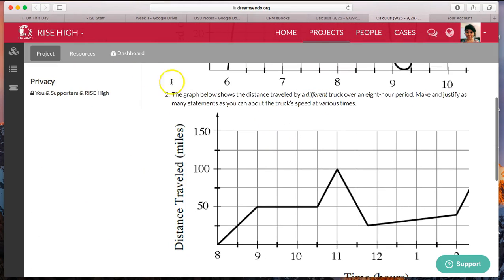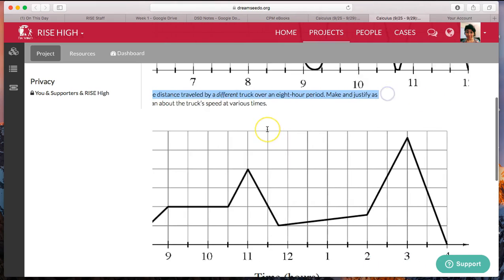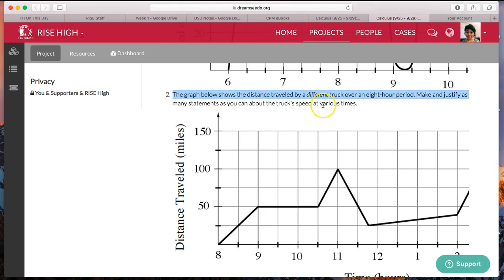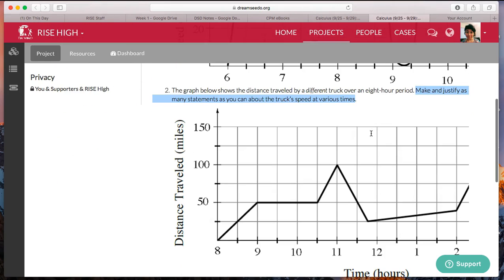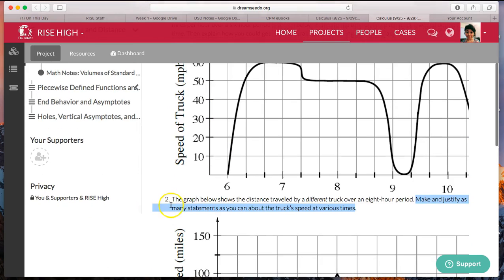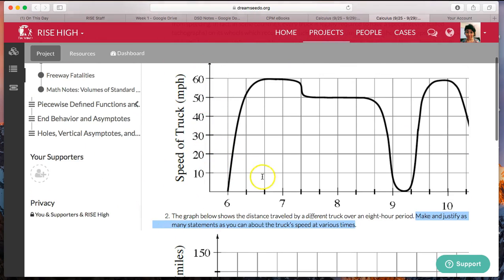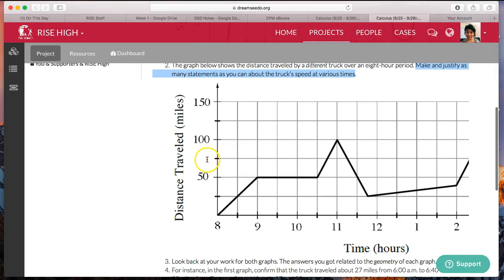Okay, so next problem says, the graph below shows the distance traveled by a different truck over an 8-hour period. Make and justify as many statements as you can about the truck's speed at various times. So now this is a different type of graph. Here, we're looking at the speed. So it traveled at 10 miles per hour, 20 miles per hour, so on. This truck, we're given the miles it traveled. So from 8 hours to 9 hours, it traveled 50 miles in 1 hour.